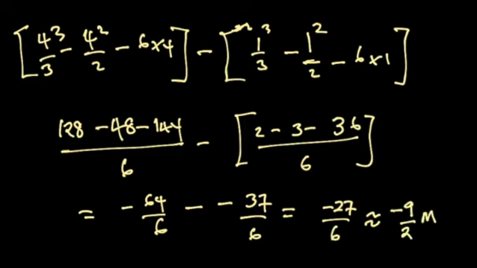The velocity is always measured in meters per second. I forgot to mention that, but that's the deal. The negative here means the particle is moving to the left.